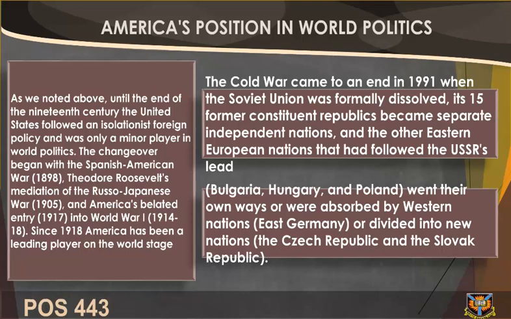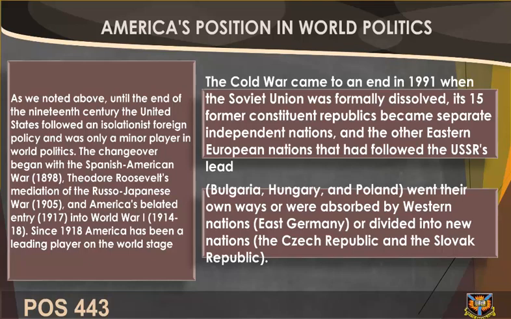American position in world politics. As we noted above, until the end of the 19th century, the United States followed an isolationist foreign policy and was not a major player in world politics. The changeover began with the Spanish-American War, 1898, Theodore Roosevelt's mediation of the Russo-Japanese War, 1905, and America's belated entry, 1917, into World War I, 1914-18. Since 1918, America has been a leading player on the world stage.